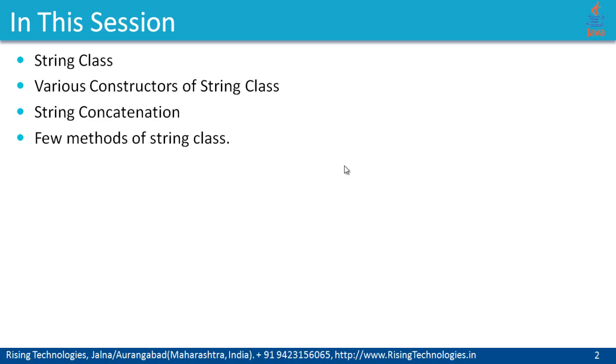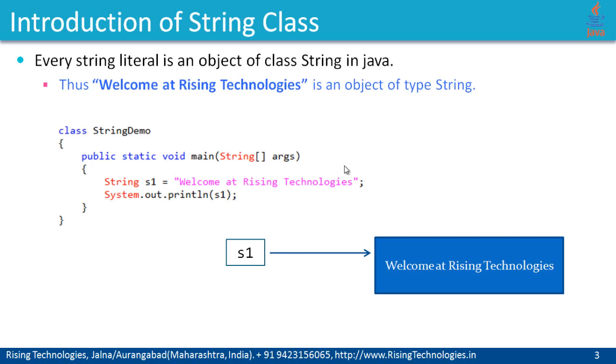In this session, we are going to learn about string class, various constructors of string class, string concatenation, and few methods of class string. Remember this key rule: every string literal is an object of class string in Java. That means if I enclose welcome at Rising Technologies in a pair of double quotes, this thing itself is an object of type string. Now look at this sample piece of code.